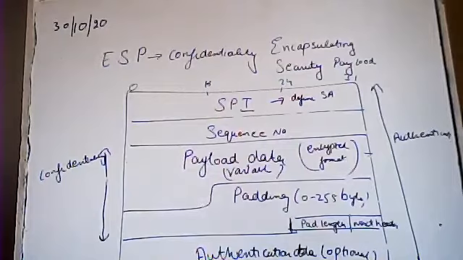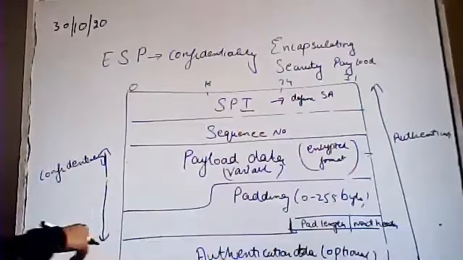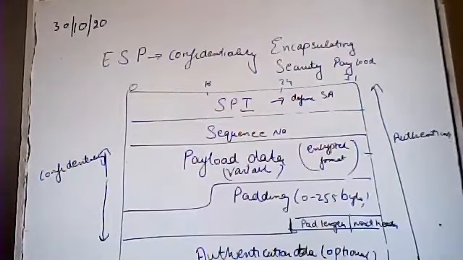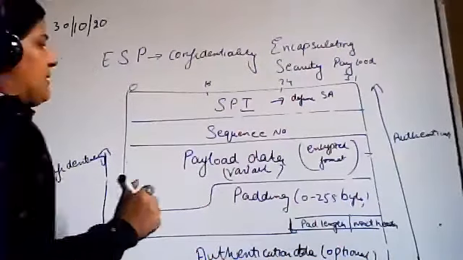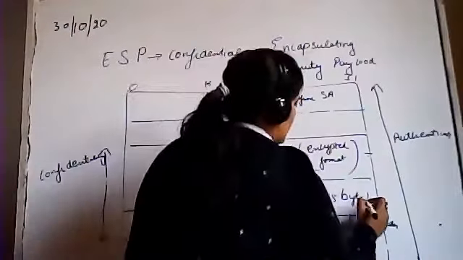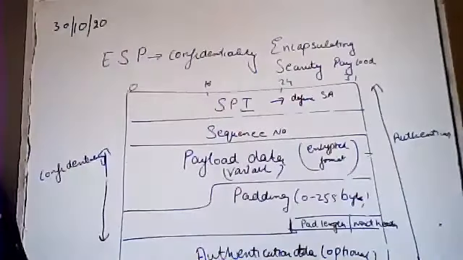Now the next term is the padding part. This padding will range from 0 to 255 bytes. Now, what are padding bytes? So how can we define this particular padding format?